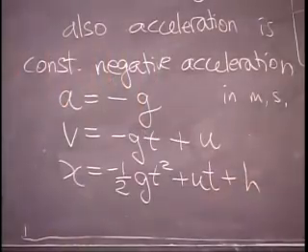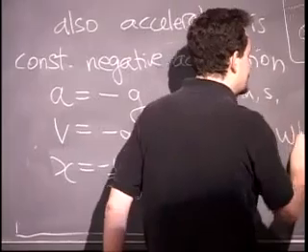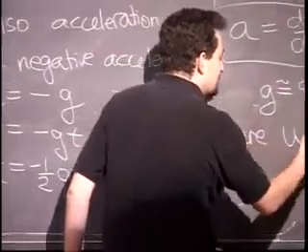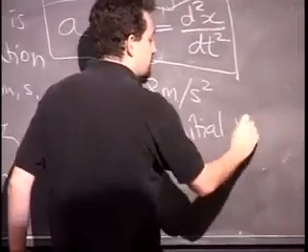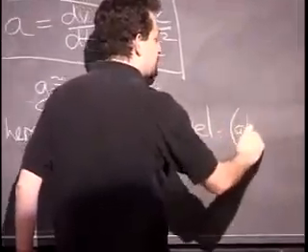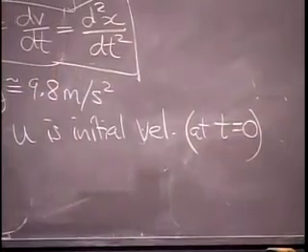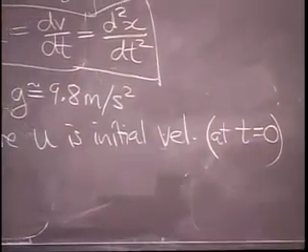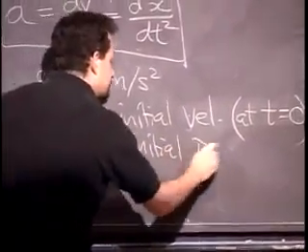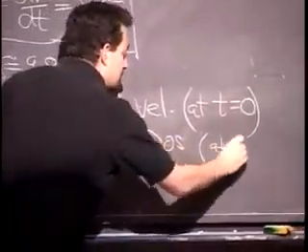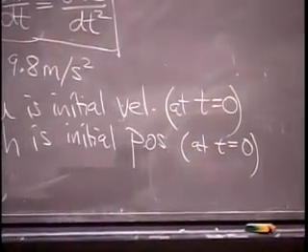And I have these two new variables, u and h. And I should say what they are. u is the initial speed, or initial velocity, really, i.e. at time t equals 0. Initial always means t equals 0. I always set my stopwatch to be at 0 at the beginning. And h is the initial position, or height, at t equals 0. I can no longer lift up this blackboard, so I will come over here.